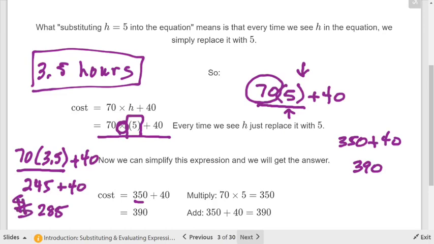And remember, don't forget your units. We forgot our units too. Dollars. Okay? How does that look? Good.